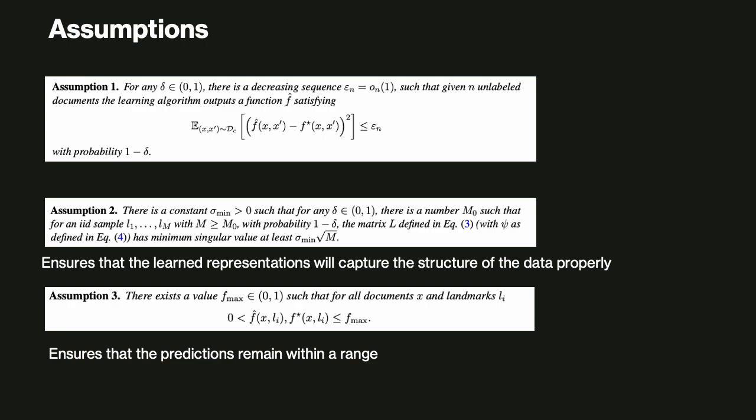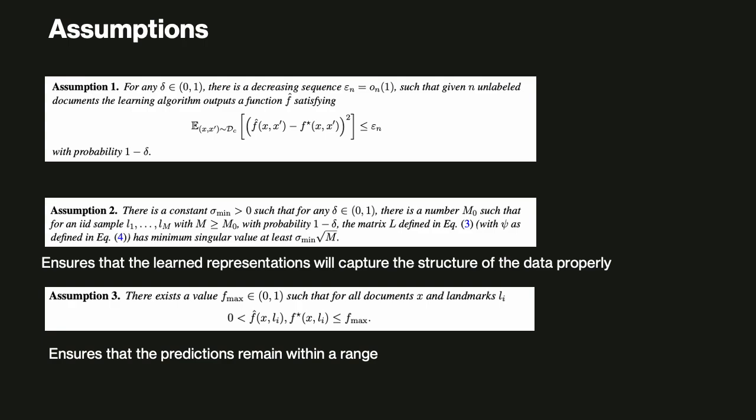And the second assumption guarantees that for a sufficiently large sample size, the matrix L, which is used to compute embeddings, is well conditioned. And this basically ensures that the learned representation will capture the structure of the data properly and that the embeddings can be inverted. This follows from the fact that large singular values of a matrix indicate that that matrix retains most of the information along certain directions.